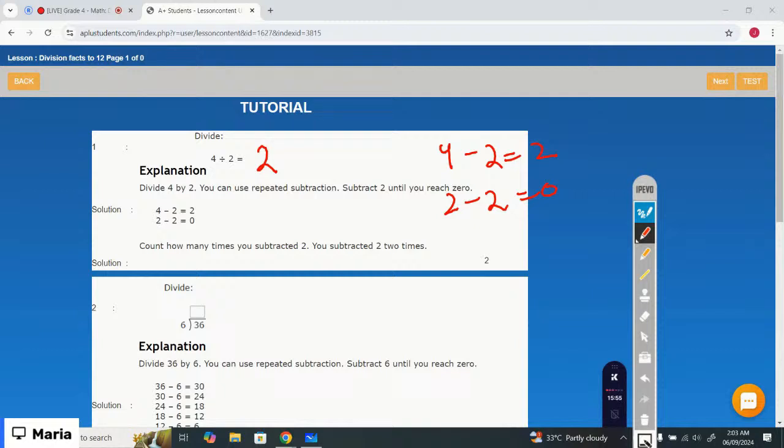Repeated subtraction is the same as division, right? So for these small numbers, it's okay, you can do it, but for larger numbers, you can't. So that's why you have to count the tables, right?